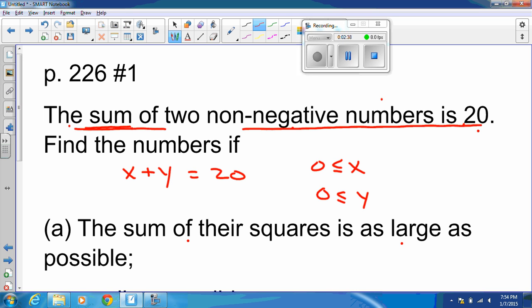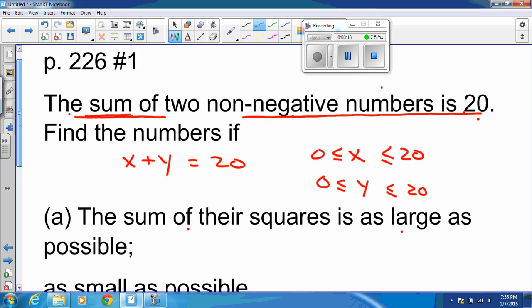Now, as soon as we see this, we wonder, is there a largest possible value for x? And by thinking about it for just a minute, you can see that x cannot be larger than 20, because if x is larger than 20, then y would have to be less than 0. Therefore, we have an upper bound for x and for y as well. Let's do that symbol a little bit more accurately. There we go. So now we have a domain, and we also have a statement that the sum of my 2 numbers is equal to 20.